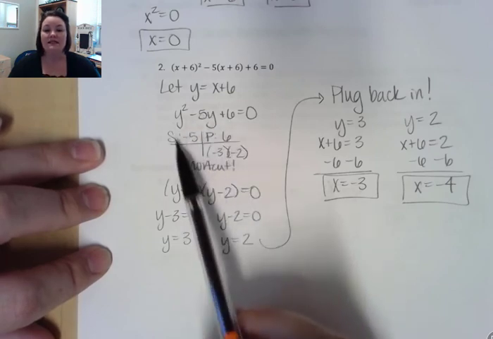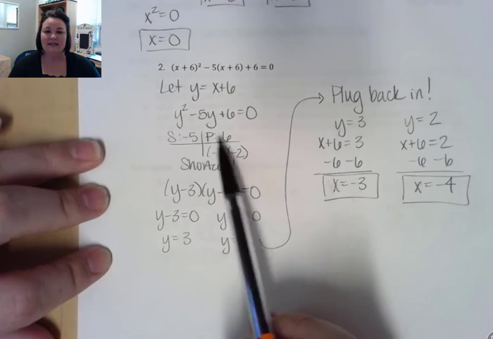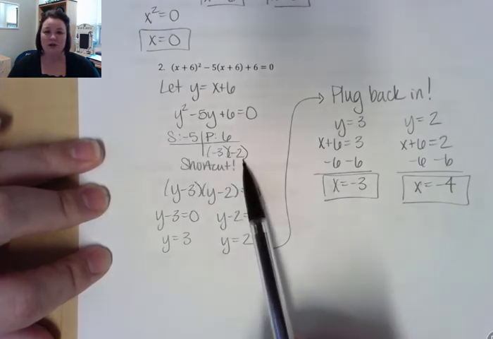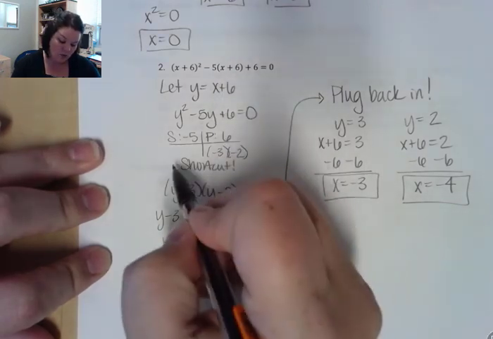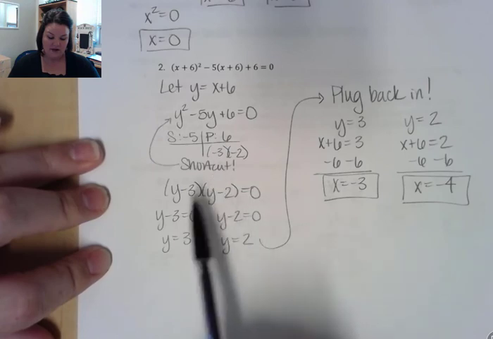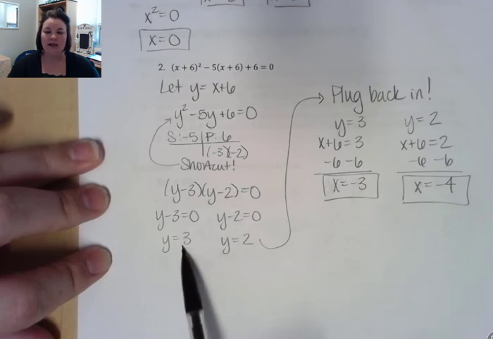All right, so this is something I can factor using the sum product chart. I need something that multiplies to 6 and combines to -5, which would be -3 and -2. Because my leading coefficient is a 1, I can use my shortcut. So this factors into y minus 3 and y minus 2. When I set those equal to 0 and solve, I'll get 3 and 2.